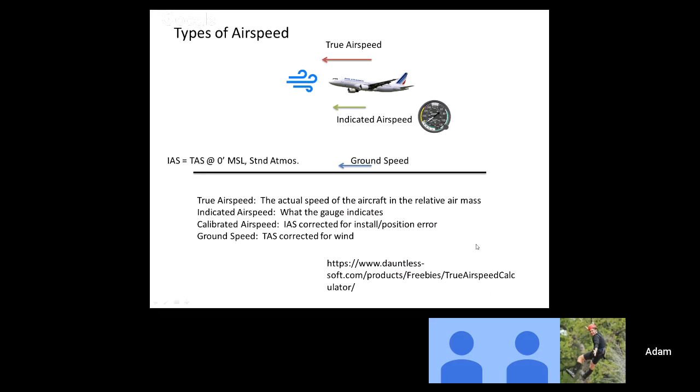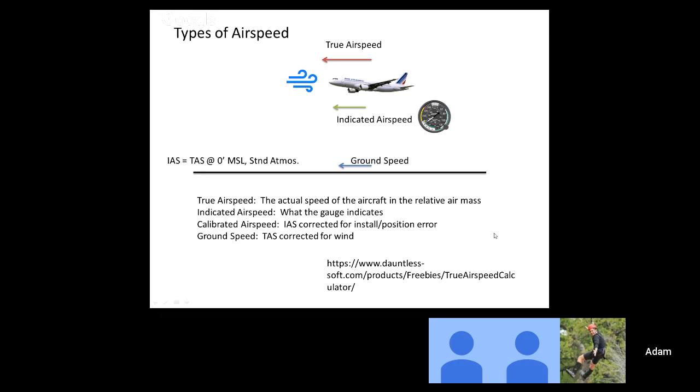So true airspeed, the way you can remember that, is always affected by the ambient conditions. And your airspeed indicator, because of its calibration point, is calibrated at sea level, standard temperature, standard atmosphere. It's always only going to be 100% accurate at standard atmosphere.